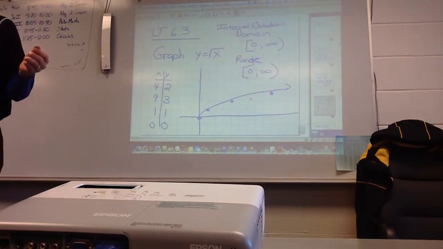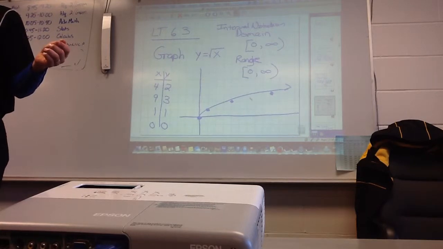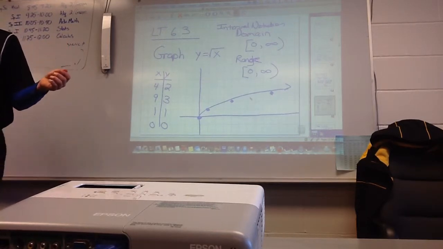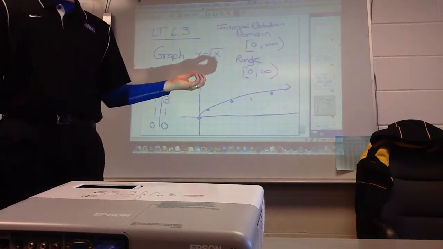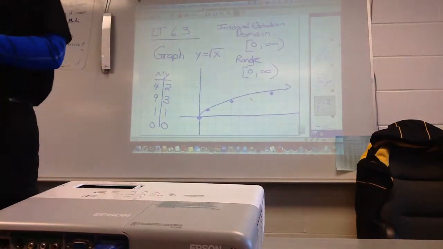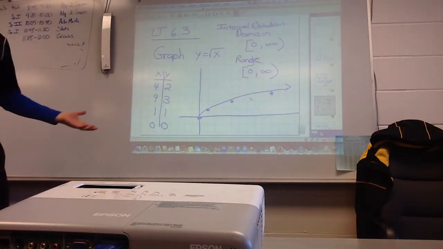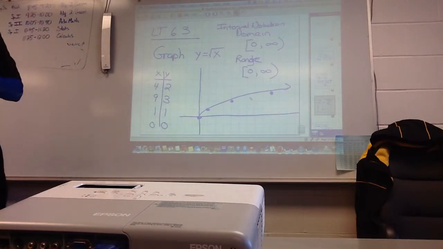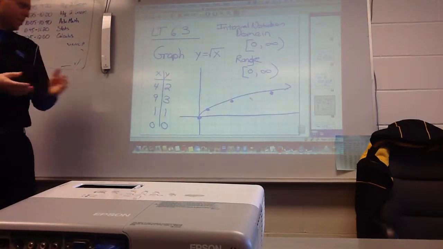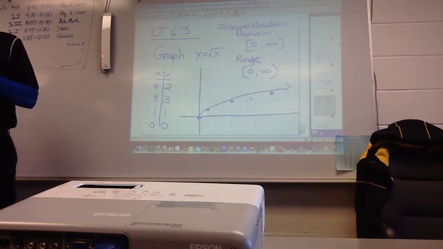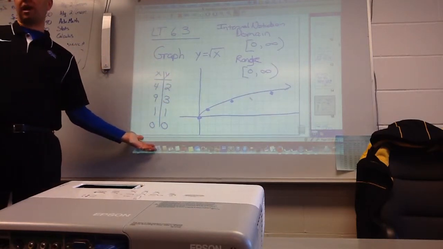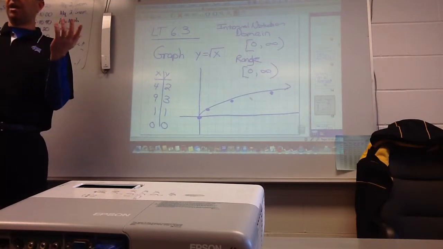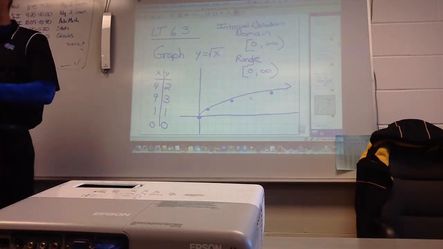Plug in a negative 4. Not real, right? Because what is the square root of negative 4? 2i. That's not real. We can't plot that point on a real Cartesian xy coordinate graph, so you're not even going to be able to plug in negative numbers for x. So we made a mental table of values. Could you get this table off your graphing calculator? Yes, but you can make them mentally too.